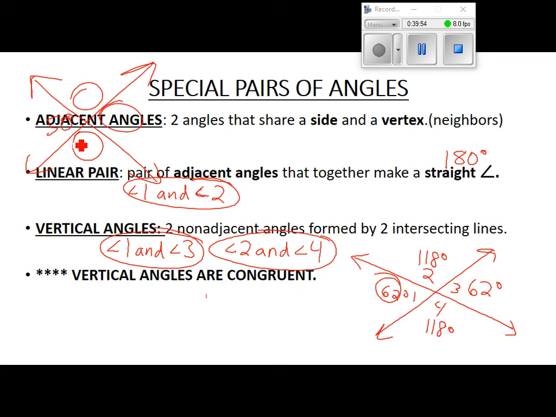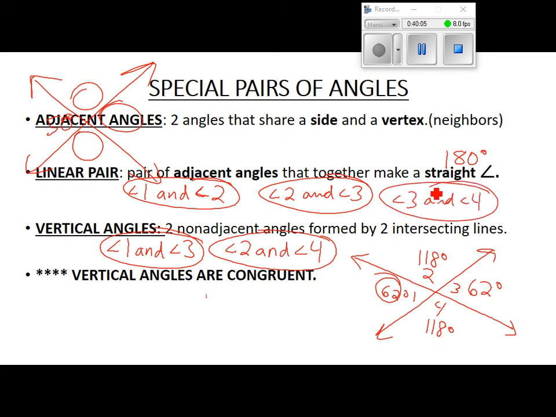2 and 3. Everybody agree with that? Give me another pair. 3 and 4. 4 and 1. I don't have any more room, but 4 and 1, and so on. Our first theorem.